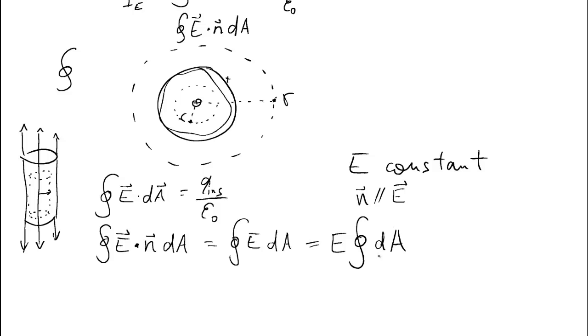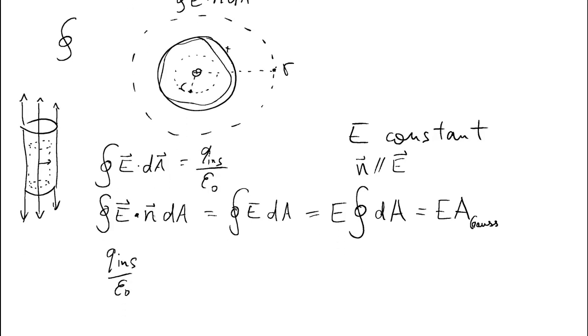Which means in the end we just get the area, whatever area we're talking about. In this case, we were talking about the area of our Gaussian cylinder. And I'm just going to denote that by saying we get E times the total area of our Gaussian. And that concludes the first part of Gauss's law. Now the second part is the Q inside divided by epsilon 0.